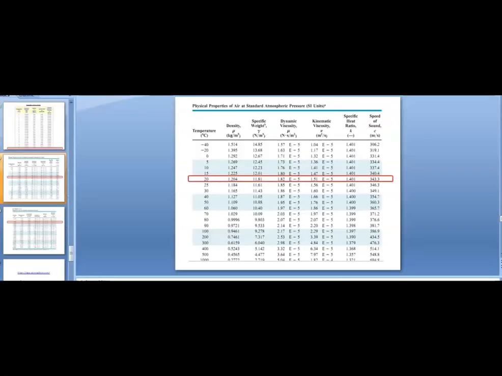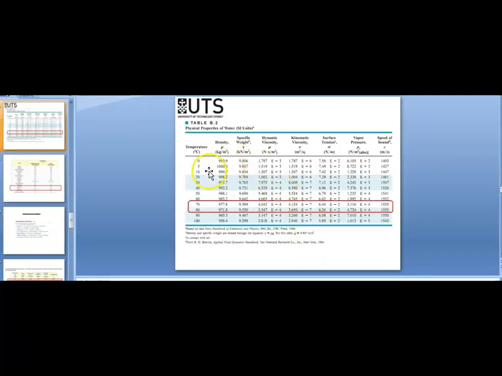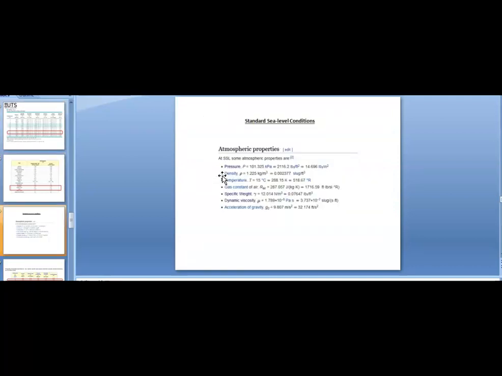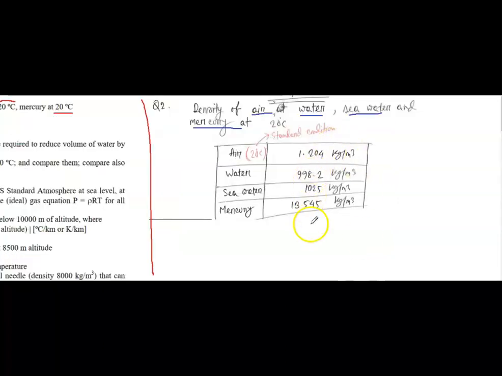For your convenience, I included every table here. This is the table for water. You can see for 20 degrees centigrade, this is the water density, for standard sea level conditions. This table is for mercury. You see, for 20 degrees centigrade it is 13545. And this is seawater. At 20 degrees centigrade, the density is 1025. So you get all the values there: this is for air, this is water, seawater, and mercury. We have all the values here.